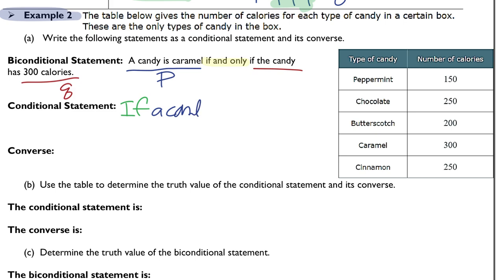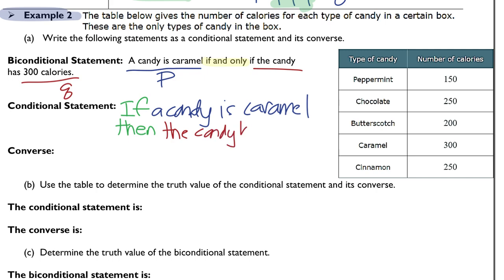So when we write this conditional statement, we're going to write: if a candy is caramel, whatever you like to say, then we're going to write our next part of it. It flows logically. Then the candy, or then it, has 300 calories. So that would be my conditional statement. Now we're going to figure out whether that is true or false in just a moment.